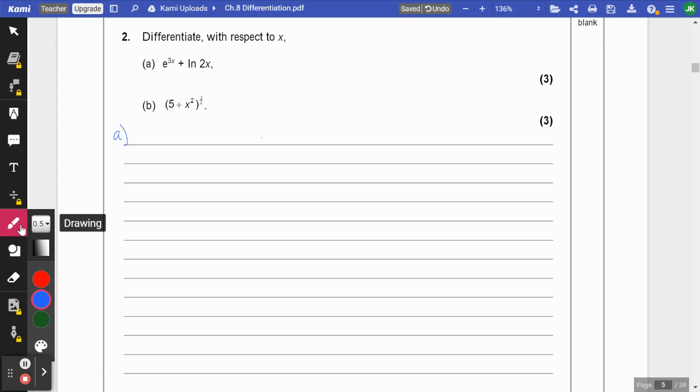Oh, this pen is thin. Okay, let's change that. Yeah, this one should be a good thickness.